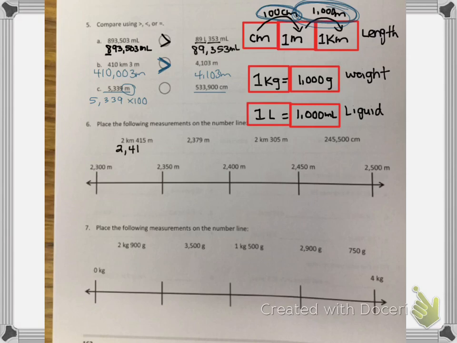And I plug in 415 meters. Where does that go on the number line? We are sort of estimating where this will go. Here's 2,400. I have 2,415, so it should go pretty close right here. Oh, sorry. Meters. Okay, so we have 2,415 meters.